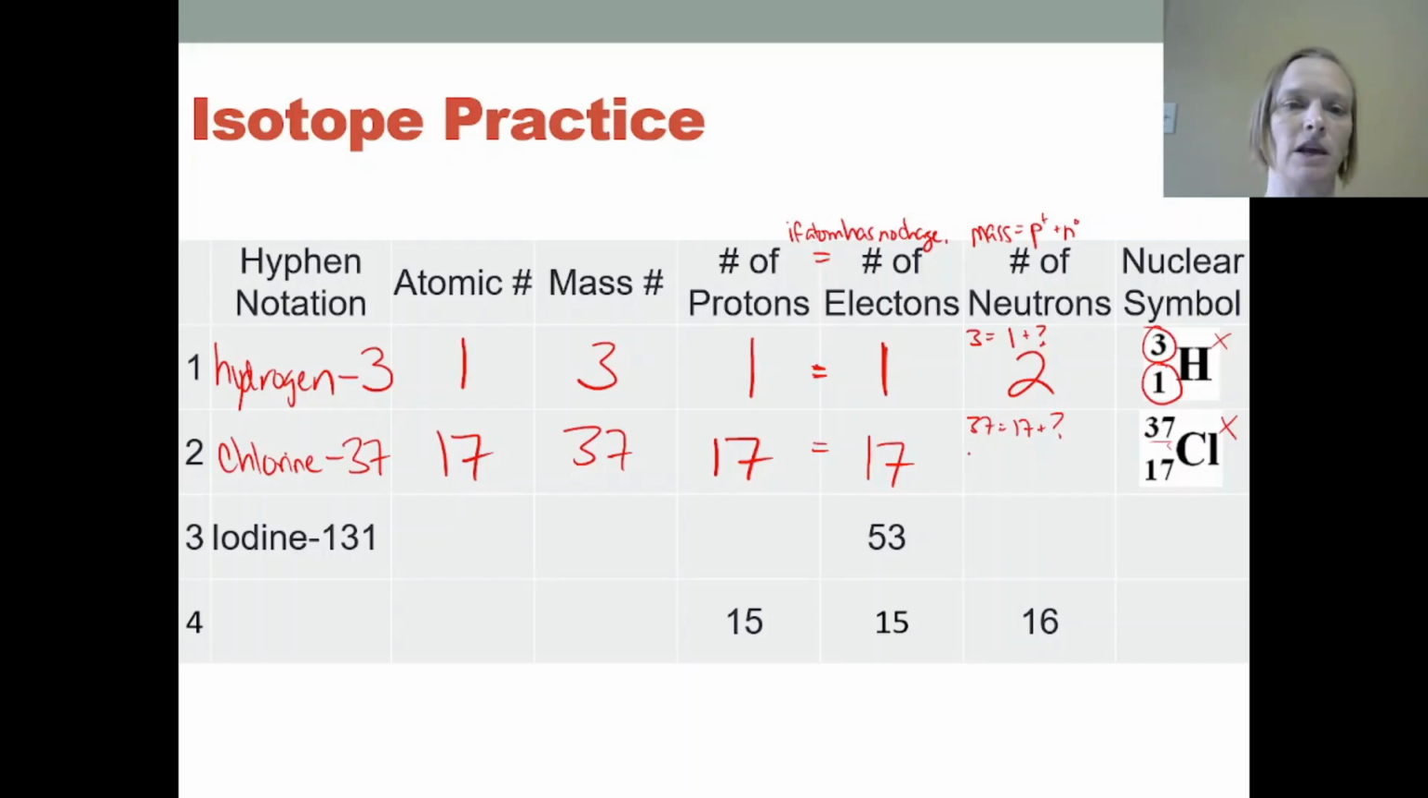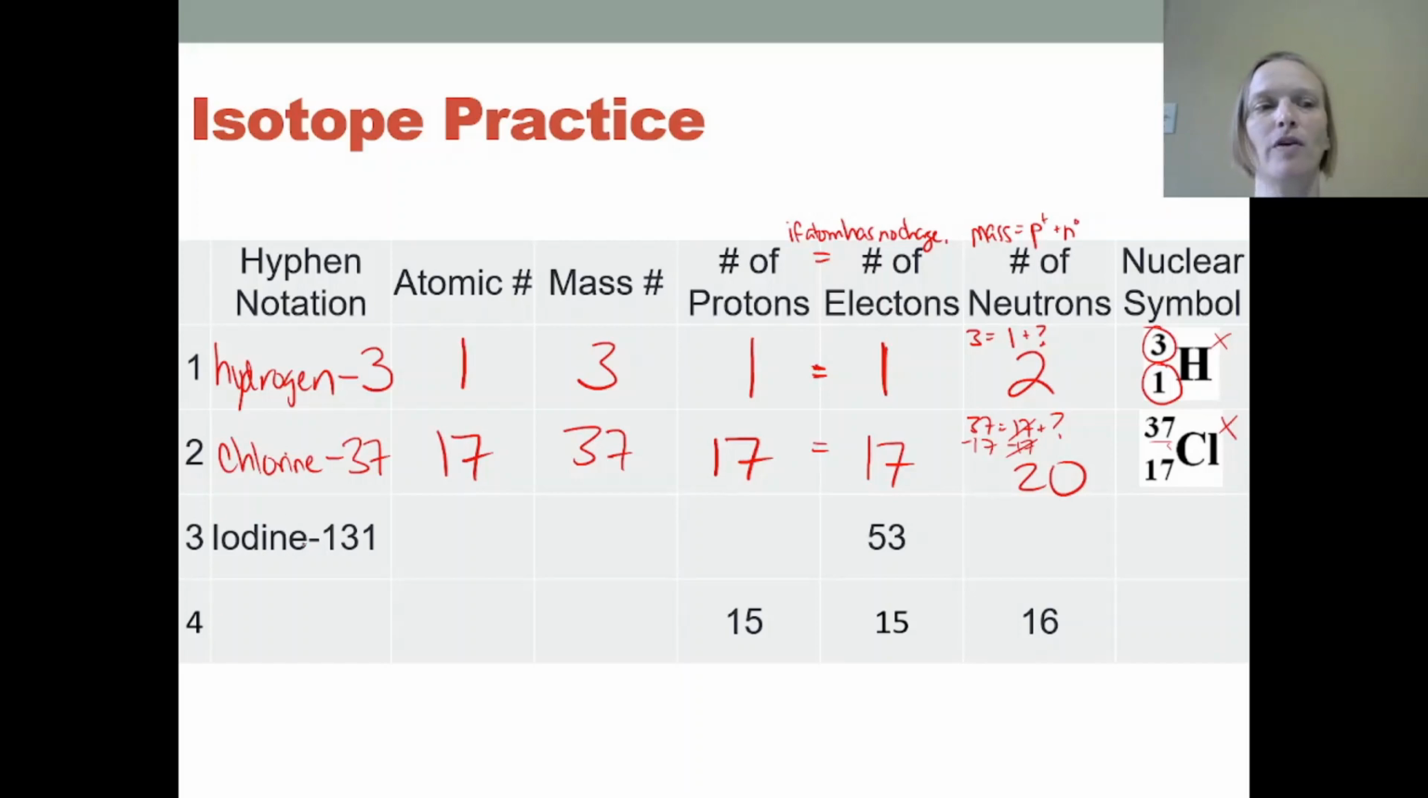What plus 17 equals 37? If this is too hard for you to do in your head, you can always subtract 17 from both sides of the equation to get rid of the 17, and you get the answer 20. There are 20 neutrons in this atom of chlorine. Please pause the video and try the next one.